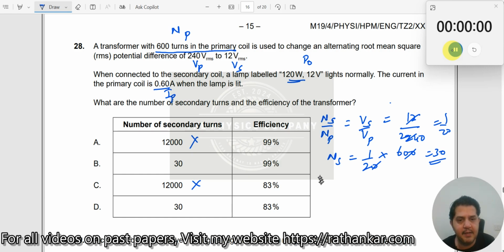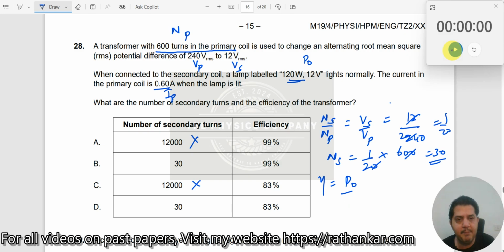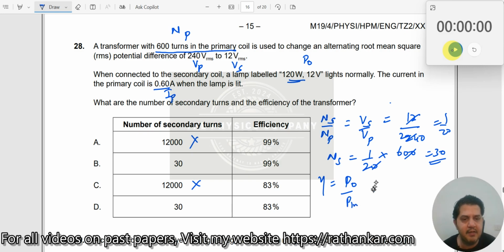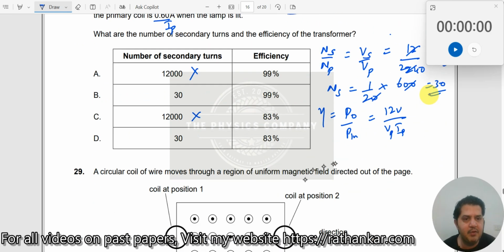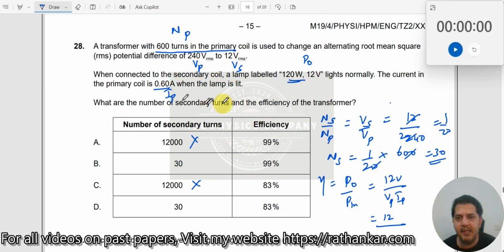Then efficiency. How do you find efficiency? The efficiency is output by input. So what do you get here? What is output? Output is 12 volt, divided by input. What is the input? Input is V primary into I primary, right? So let us substitute that value. So this should be 12 volt divided by V primary. What is V primary? V primary is 240 and I primary is 0.6.